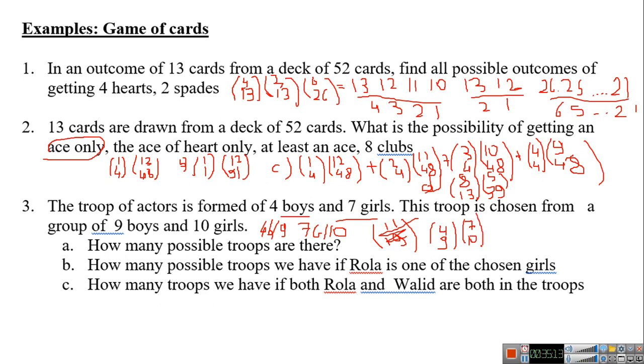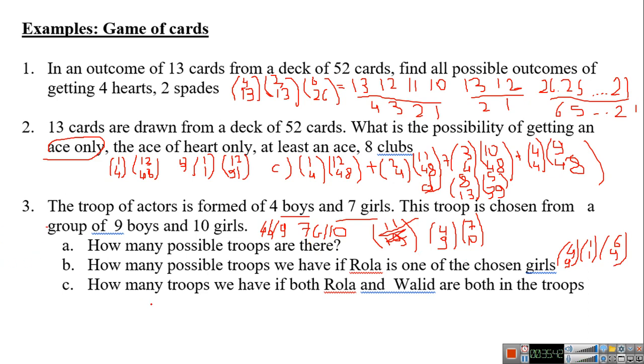Okay. How many possible troops do we have if Rula is one of the chosen girls? First of all, the boys are as they are, so 4 out of 9. Rula, 100%, I want to elect her, so I have one Rula. Instead of picking 7 girls, now I pick 6 girls out of 9 because Rula is already 100% going to be picked. How many troops do we have if both Rula and Walid?